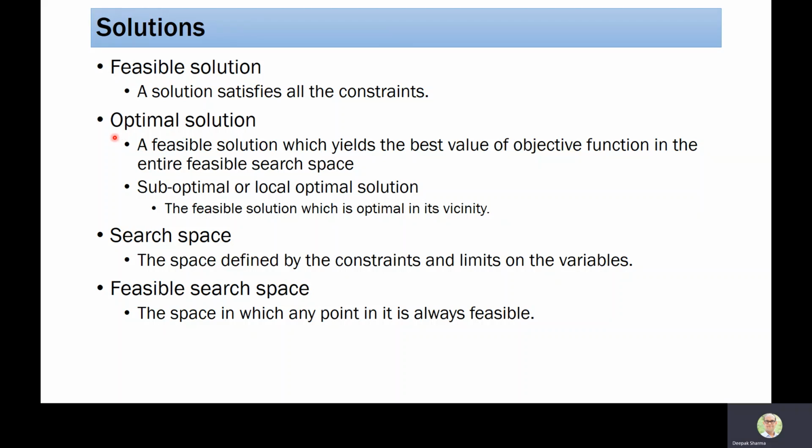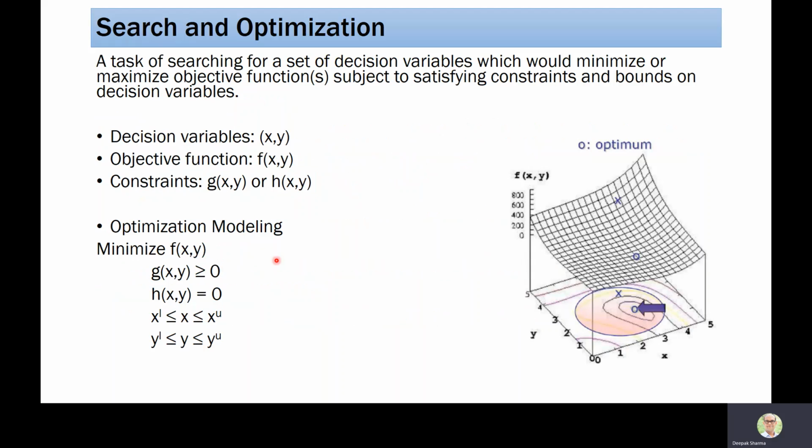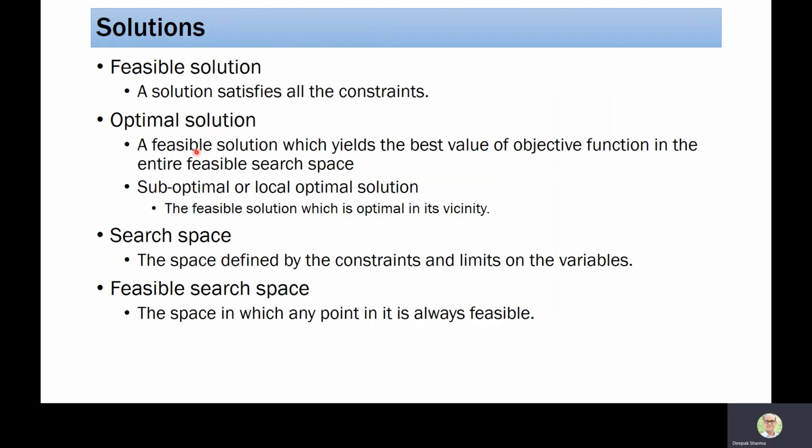Now, what is an optimum solution? A feasible solution which yields the best value of the objective function in the entire feasible search space. I'll talk about what the feasible search space is, but what we have to understand is the value of X, Y. Look at the O. What is the value of X and Y at O so that our function will be minimum? That particular solution is an optimum solution. So an optimum solution is already a feasible solution. That's why we write a feasible solution which yields the best value of the objective function in the entire feasible search space.